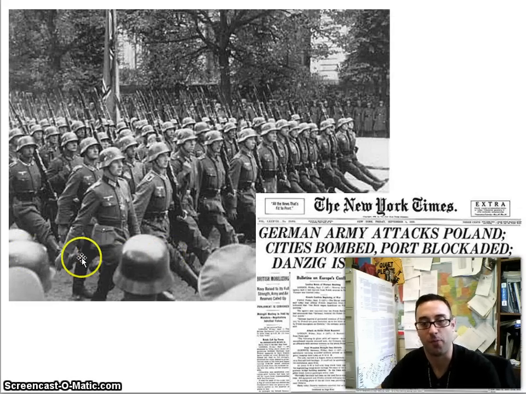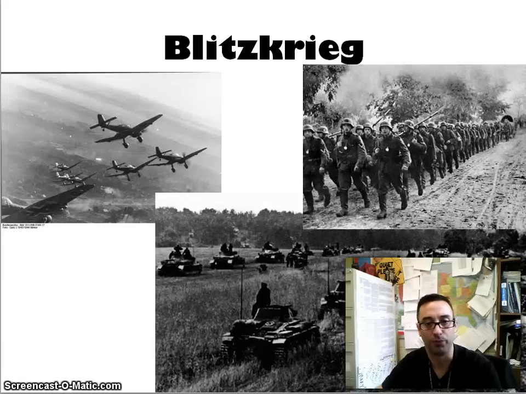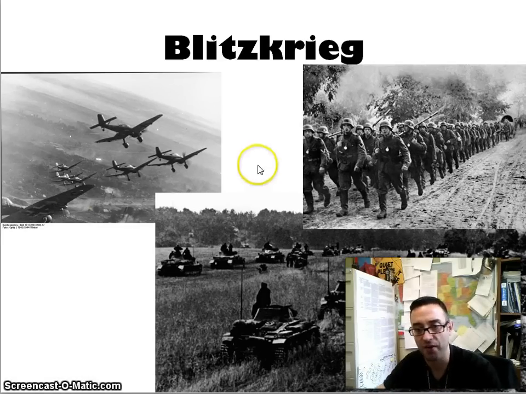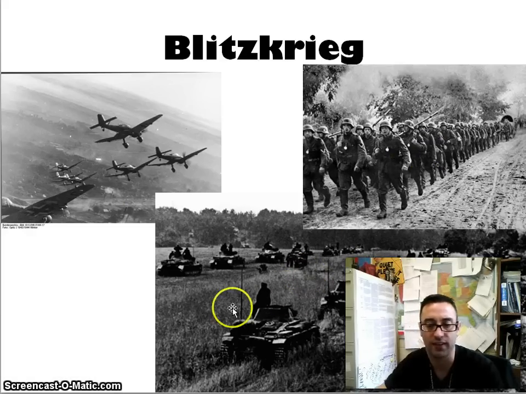This is a picture of the German army marching through parts of Poland, and almost immediately Poland falls through what's called blitzkrieg, or lightning warfare. It's a combination, a very quick-moving military force, whether through, as you see here, air, infantry, tanks, all at once. And again, blitzkrieg means lightning war.